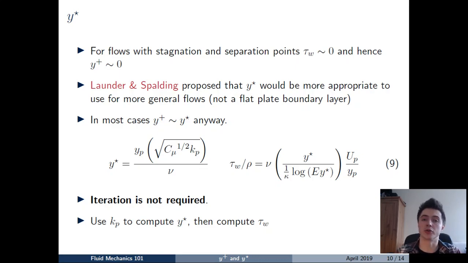And so what we use in the Launder and Spalding approach is at the start of our iteration, in every cell in the mesh, we start by calculating y star from the turbulent kinetic energy that we computed from the previous equation, and then proceed to calculate the wall shear stress directly using the equation on the right hand side of equation 9 there. So no iteration is required with this approach, as we have the turbulent kinetic energy, directly compute y star, and then directly compute the wall shear stress. So in addition to this approach being able to handle flows with stagnation and separation, it's also a lot less computationally expensive because we don't need iteration.